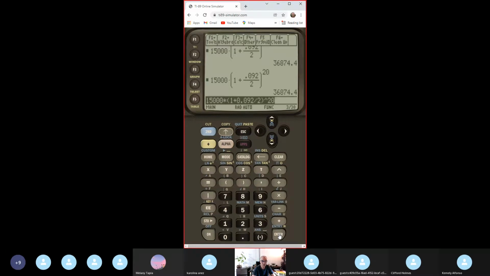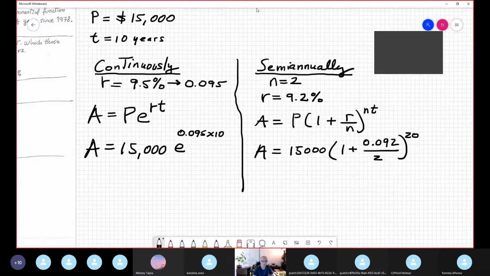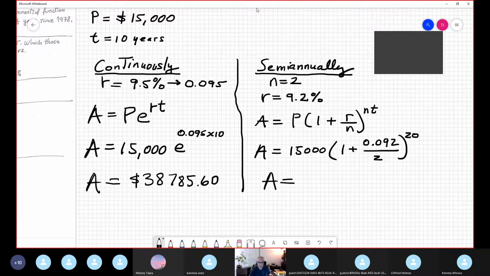Any question, guys? Okay, the super fantastic conclusion is we have two quantities. The first one is future value equal to $38,785.60, and the second is 36,874.40. Okay, it's obvious. The best option is the first one.